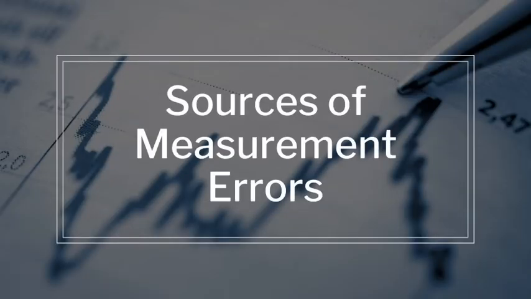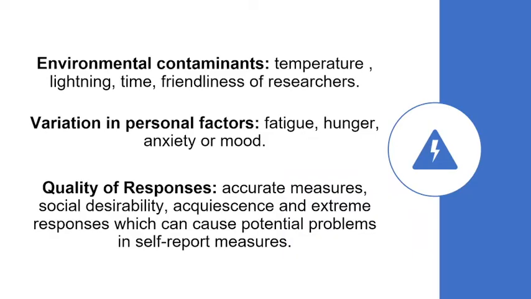Next, what are the sources of measurement errors? It could be environmental contaminants. It could be the temperature, the lighting, the time, the friendliness of the researchers, for example. Okay, these are possible environmental contaminants. That's why if we're doing experimental research, we would want the research to be done in a specific area, unless you would want to compare between area A and area B.